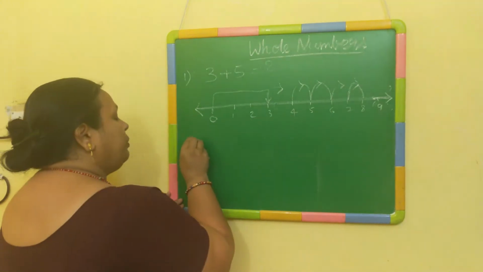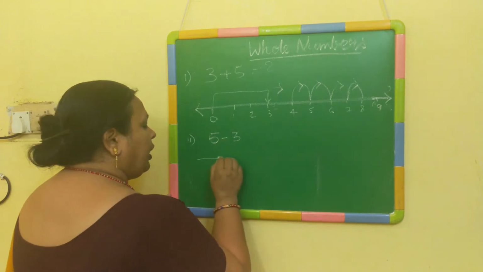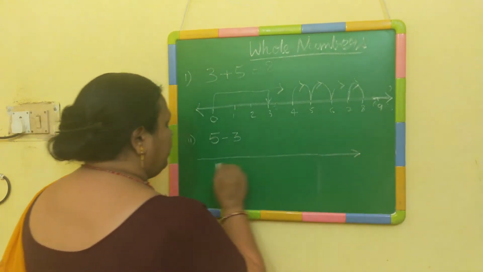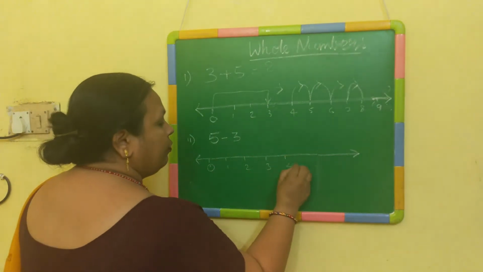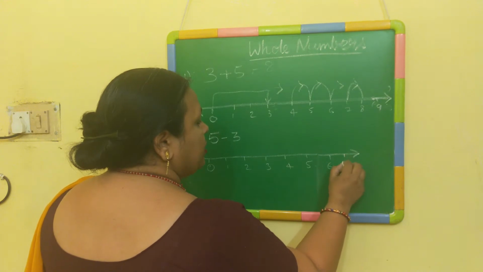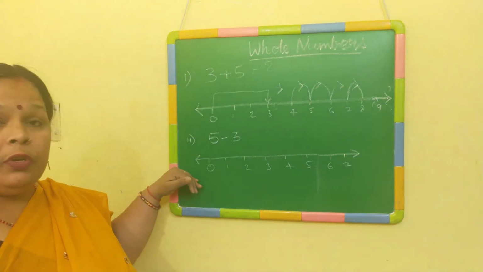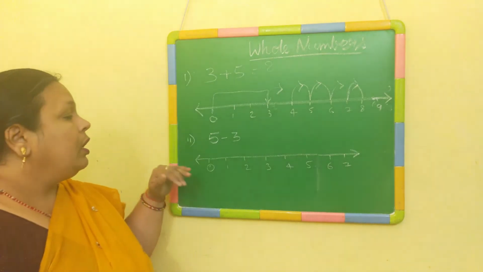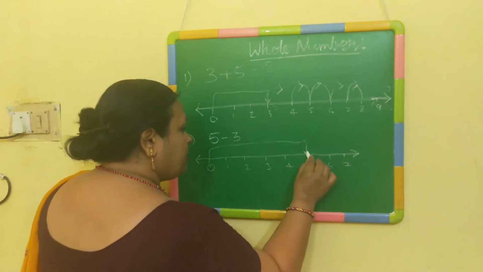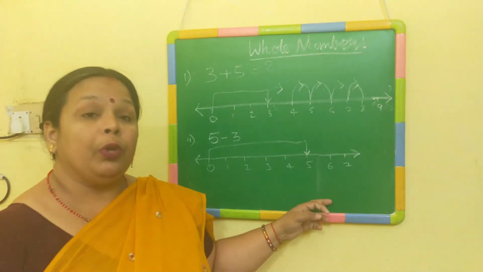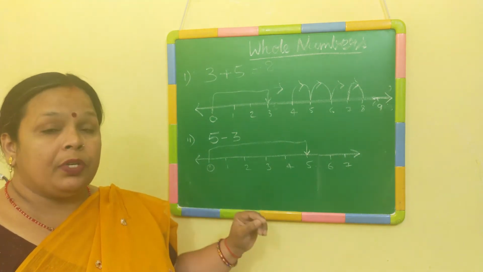Now let's take an example of subtraction. Subtract 5 minus 3. Again the first step is to draw a number line. You will be mentioning 0, 1, 2, 3, 4, 5, 6 and 7. Now next, second step: first you have drawn the line and mentioned the numbers. Now we will be coming to 5. See, this is our position. From 5 we are going to subtract.